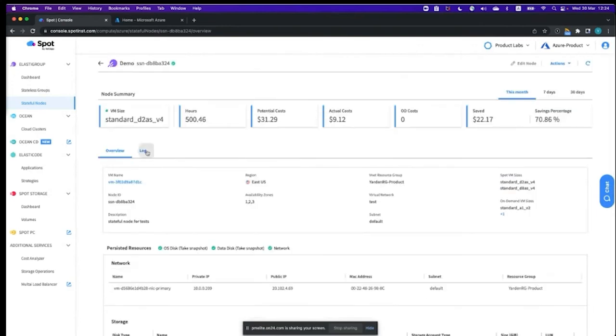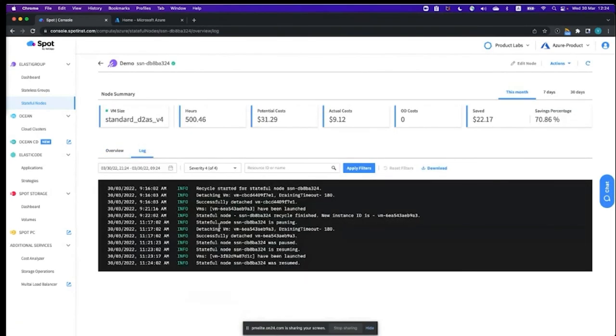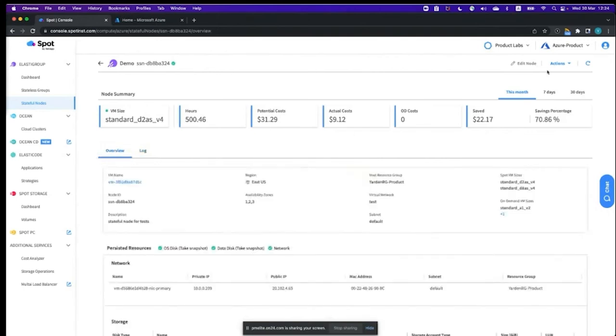Again, like any other solution, we can see the logs of this specific stateful node, and do a couple of actions like recycle, which means to pause the VM, take it down but still persist its resources, and resume it afterwards. So if you are configuring some new changes inside this node, you can do the recycle, and it will automatically apply.